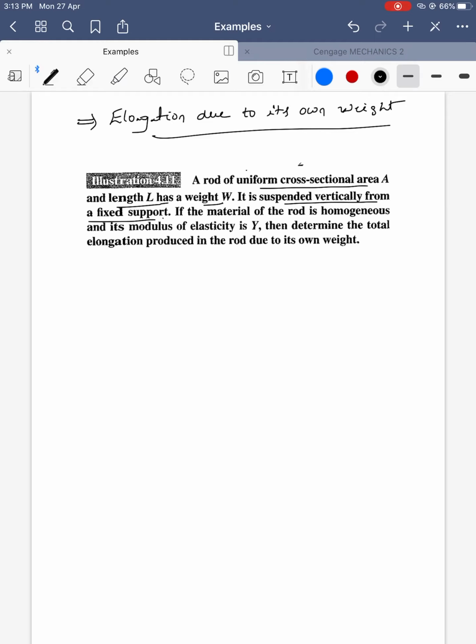If the material of the rod is homogeneous and its modulus of elasticity is Y, then determine the elongation produced in the rod due to its own weight. Okay, there is a rod and it has weight also, W. So how to get the elongation in this case?